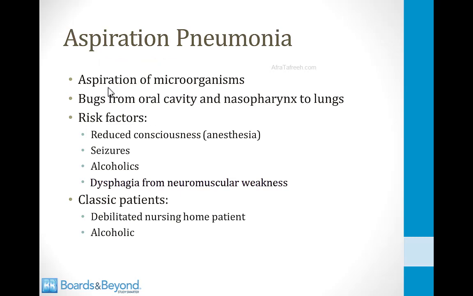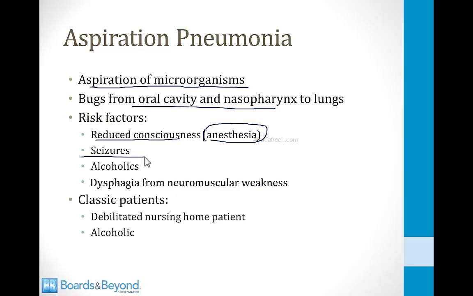Next, let's talk about aspiration pneumonia. This occurs when patients aspirate microorganisms, usually from the oral cavity or the nasopharynx, into the lungs. What type of patients would aspirate oropharyngeal contents into the lungs? Well, patients who have reduced consciousness, for example, if they've undergone anesthesia, can't protect their airway and they can aspirate. Patients who have seizures can aspirate into their lungs. Alcoholics can lose consciousness and aspirate into their lungs.